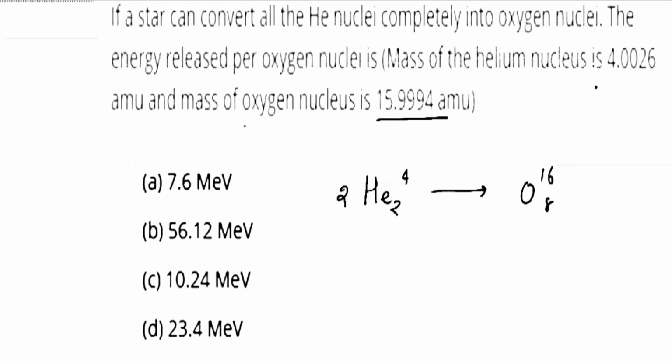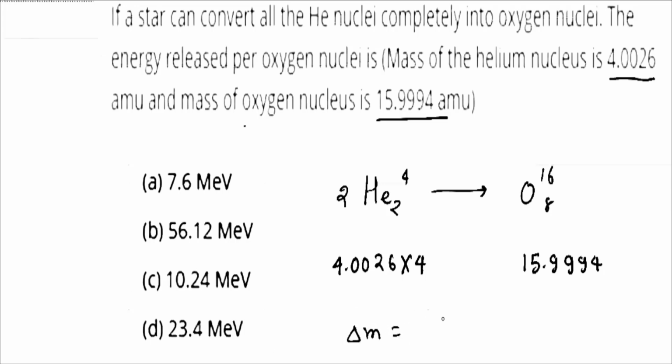Because the mass of the helium nucleus is this, right? So if I write the change in mass, earlier it was this, now it is this. So you can see the change, right? So I will write the change in mass is equal to 0.026 minus.